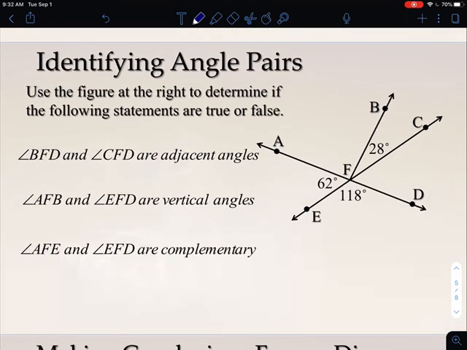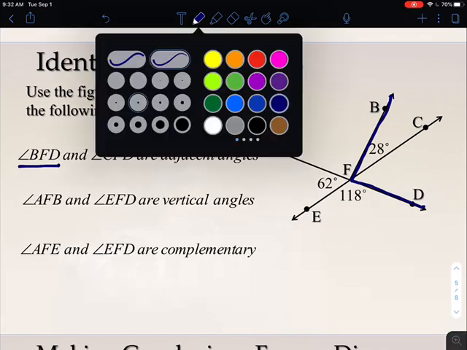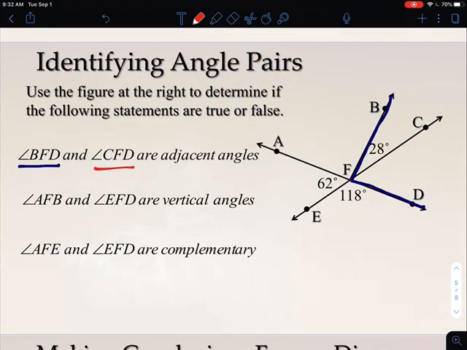As far as identifying angle pairs, it says, using the figure at right, determine if the following statements are true or false. So, angle BFD, and if we highlight that angle, BFD, so B to F to D, and the second angle, which is CFD, so I take C to F to D. Okay, so those are my two angles, the one highlighted in blue, the one highlighted in red. It says these are adjacent angles. So there's my key word right there, adjacent angles.